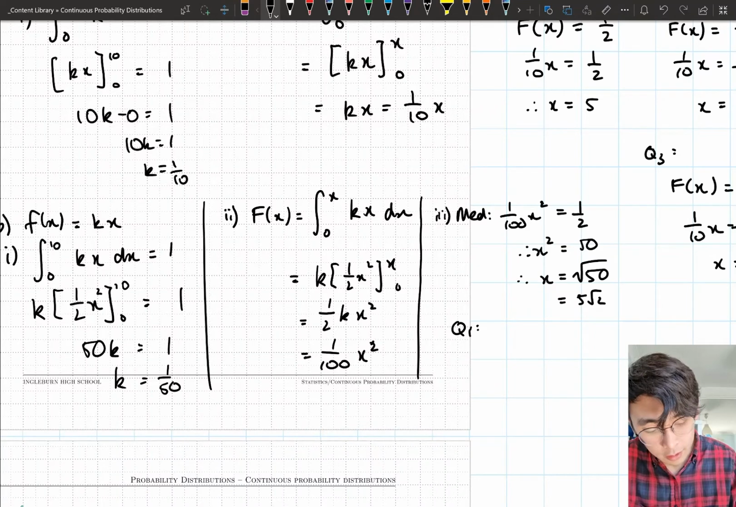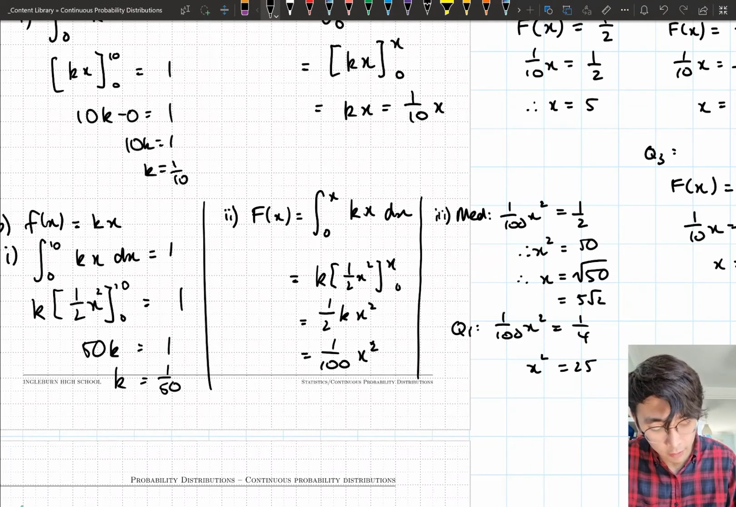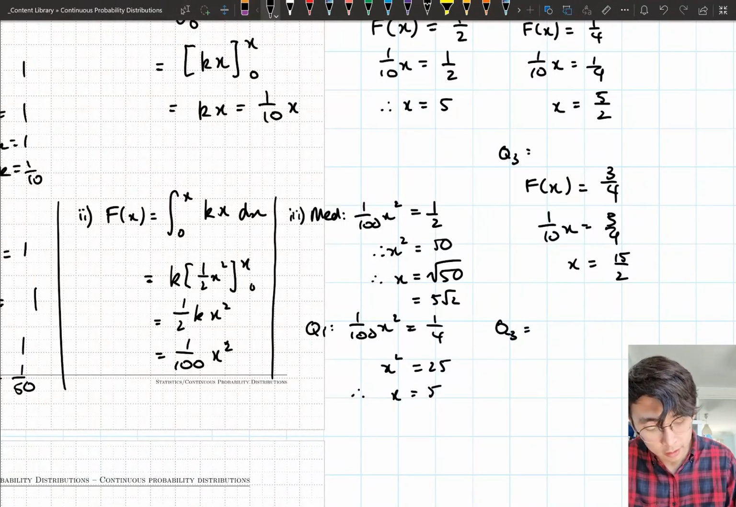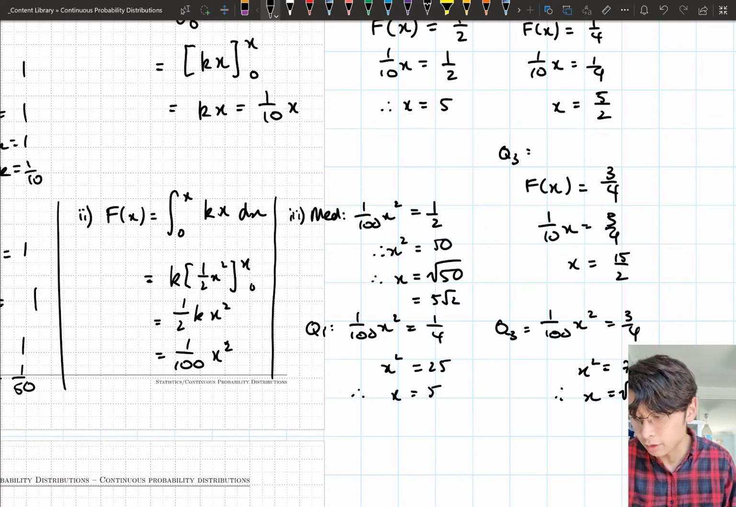First quartile, we're doing the same thing, 1 over 100 x squared. But instead of letting it be equal to 1 over 2, it's going to be equal to a quarter. So x squared needs to equal to 25. So therefore x needs to equal to 5. And the final one is the upper quartile. And just like we did in the previous question, we're going to let that equal to 3 over 4. So x squared is equal to 75. And so therefore x is equal to square root 75, which I believe is 5√3.